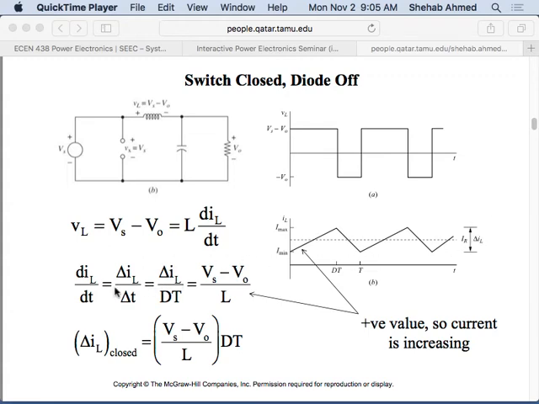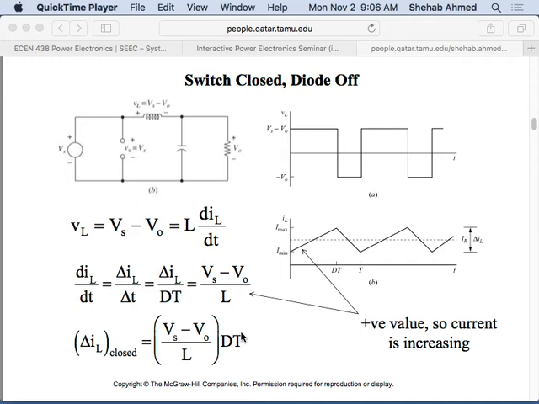So they said, okay, that is equal to delta I, which is the ripple, over delta t, which is the on time. On time is duty ratio times the full period, so it's a percentage of the full period where the switch is on. They rewrite that as delta I, the inductor current ripple, divided by the time the switch is on, and that is equal to (Vs minus V output) over L, right? So delta I where the switch is closed is equal to (Vs minus V output) over L times dt.